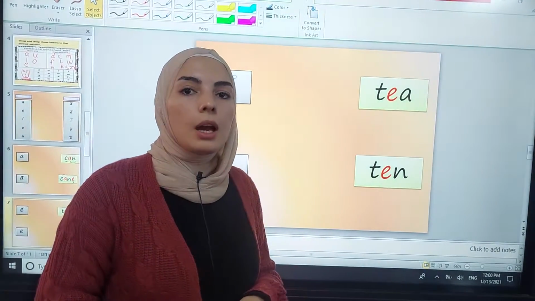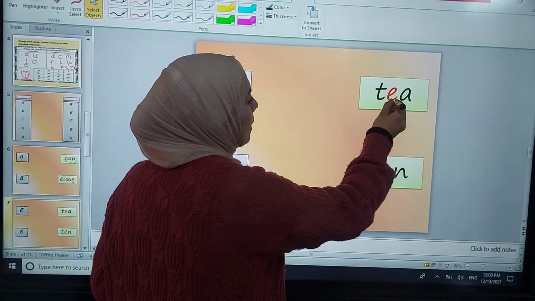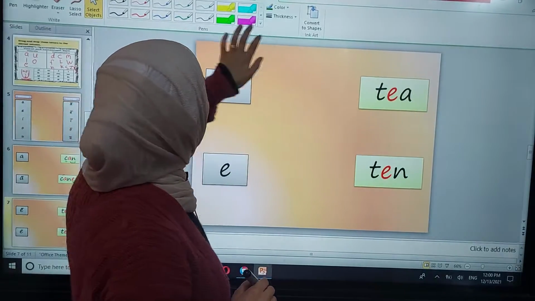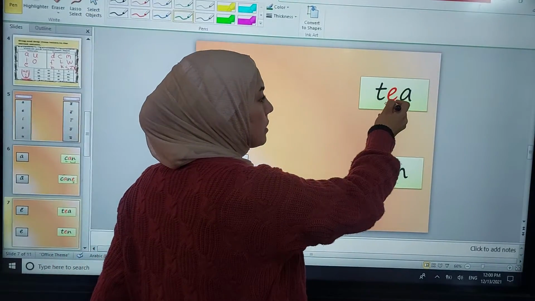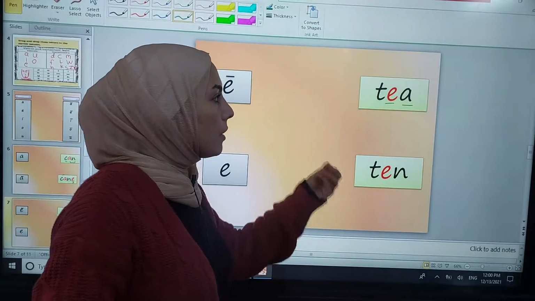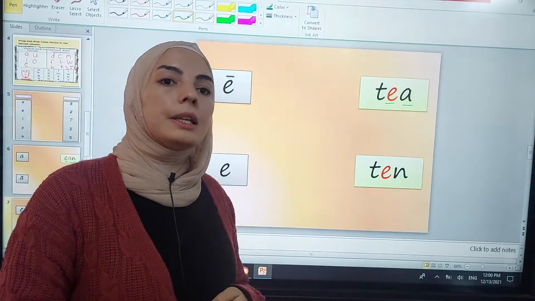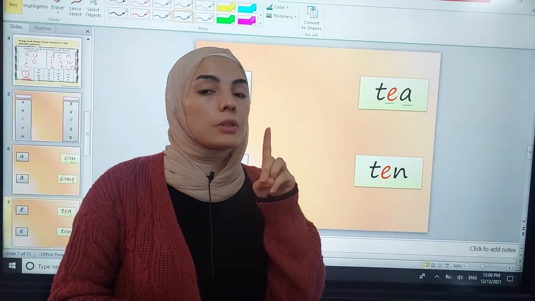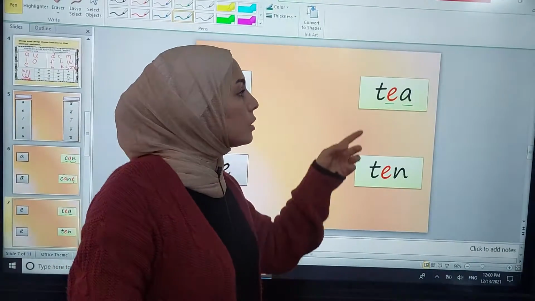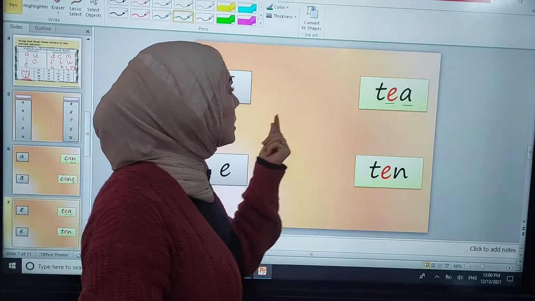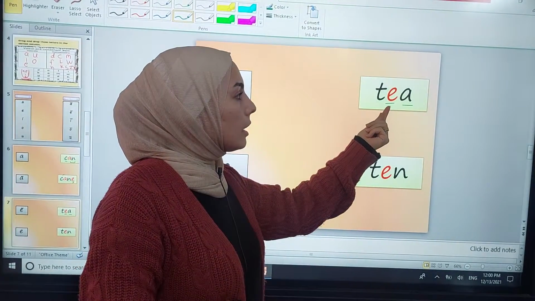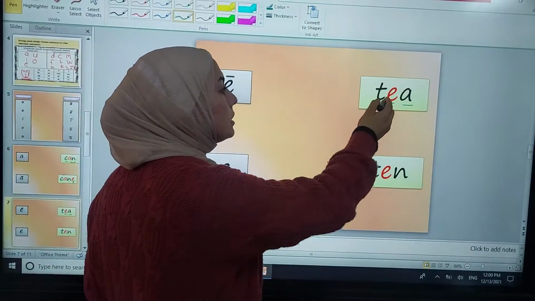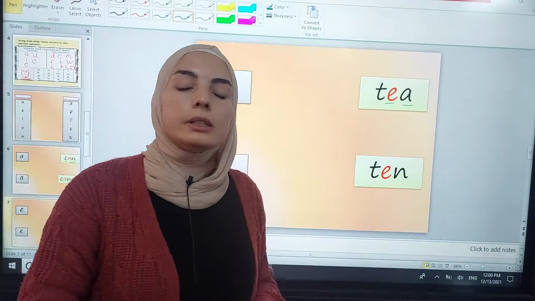How many vowels do we have here? We have 1 and 2. We have two vowels, okay? This is the first and this is the second. The first vowel is letter E. The second vowel is letter A. If we have two vowels, we should pronounce the first one as a long vowel. So here we have the sound of letter E. The long sound is "ee," okay? So T-E-A will be "tea."